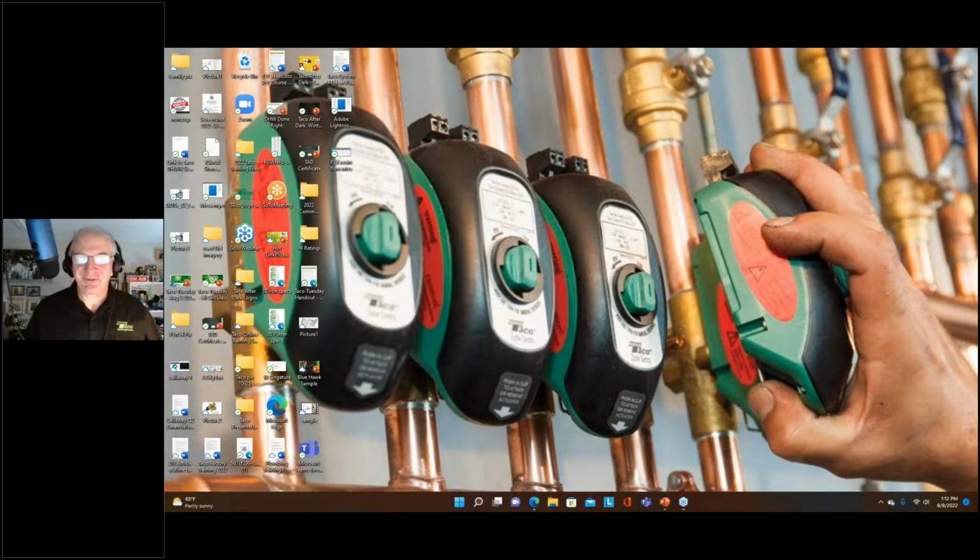Otherwise, the short loop's going to get all the flow, right? The long loop's going to go, hey, what's going on here? I got nothing. The short loop's going to get the flow, and that's the same in any kind of hydronic system too. So yeah, circuit setter would be your friend here. Cool, very good, good question.